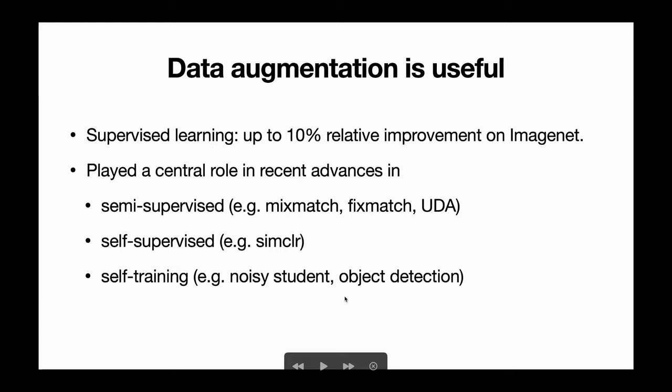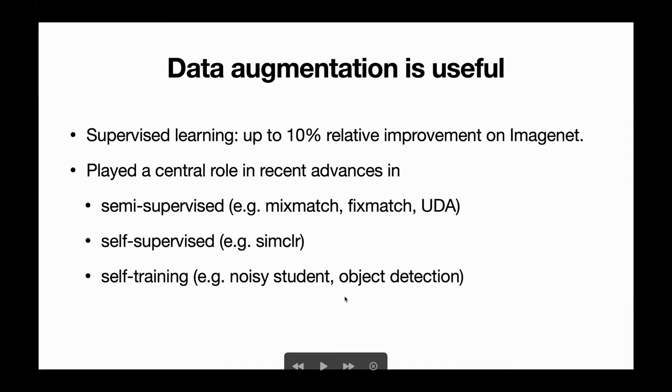So if you look at something like MixMatch, where MixUp played a very important role, FixMatch and UDA just use RandAugment directly. In self-supervised learning, SimCLR has a set of data augmentation operations that made a big difference for their results. And in self-training, you might look at something like Noisy Student, which uses RandAugment, or object detection. Again, you can use RandAugment or something like copy-paste to really support the pseudo-labeling.